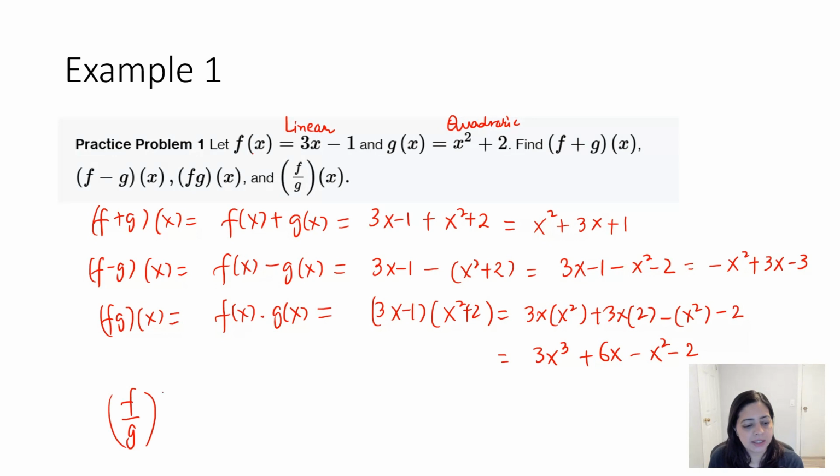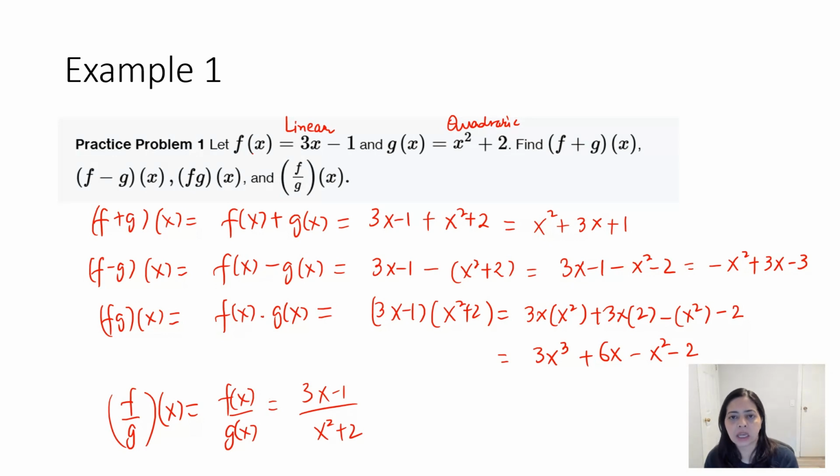And the last one is the quotient function, where you simply divide them. Now f(x) is 3x minus 1, g(x) is x squared plus 2. There's nothing much to simplify about this quotient function because you do not see any factor cancellation. Anyways, we'll talk about it, even if there is a factor getting cancelled out, you don't need to. So just leave it here. That's the answer for this practice problem.